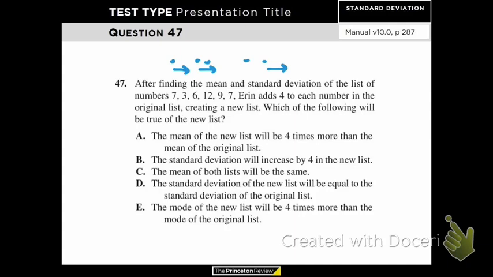And so the mean is also going to get shifted 4 units to the right because that middle is moving up. But the standard deviation, how spread out it is, is actually not going to change. If you move everything over 4 units, it's not going to be more spread out than it was before. So the answer for this one is actually D. The standard deviation of the new list will be equal to the standard deviation of the original list.